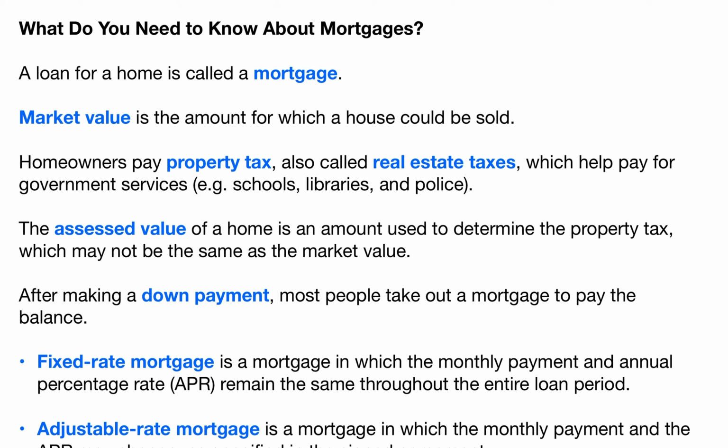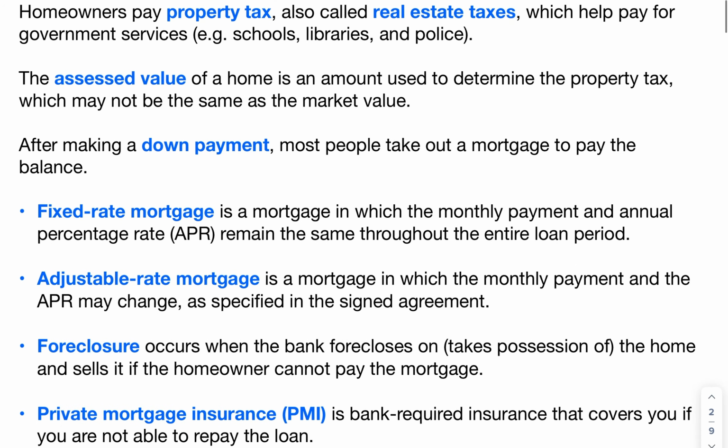Now, after making a down payment on a house, most people take out a mortgage to pay the balance. And when you take out a mortgage, there are essentially two major types of mortgages. One is called a fixed rate mortgage, and the other one is called the adjustable rate mortgage. With a fixed rate mortgage, this is a loan where the monthly payment and the APR are exactly the same throughout the entire period of the loan. On the other hand, with an adjustable rate mortgage, this is a type of loan in which the monthly payment and the APR may change per the signed agreement.